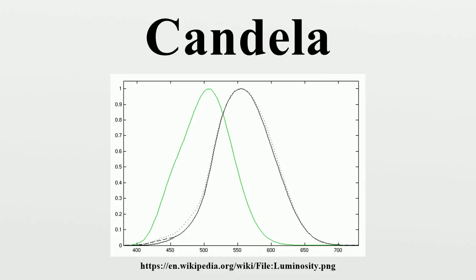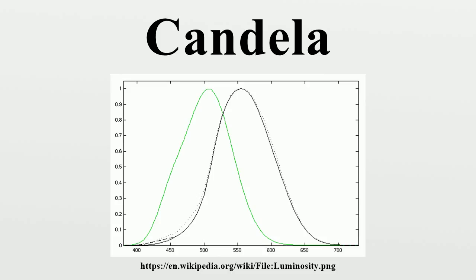Definition: like most other SI base units, the candela has an operational definition. It is defined by a description of a physical process that will produce 1 candela of luminous intensity. Since the 16th General Conference on Weights and Measures in 1979, the candela is the luminous intensity, in a given direction, of a source that emits monochromatic radiation of frequency 540 times 10^12 Hz and that has a radiant intensity in that direction of 1/683 watt per steradian.